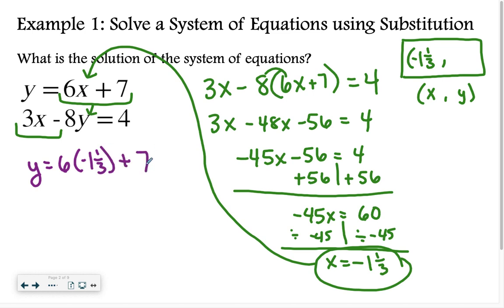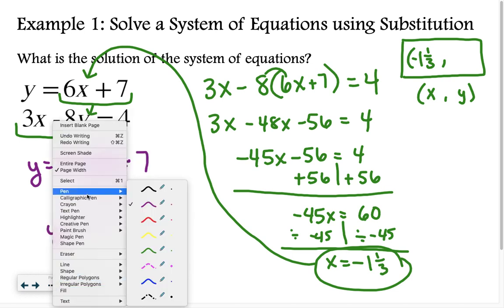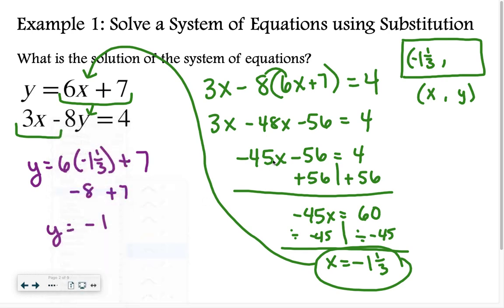So if I do negative 1 1/3 times 6, that's negative 8 plus 7. So negative 8 plus 7, that's a negative 1. I have y equals negative 1. So now I know what my x equals, I know what my y equals. So my solution is negative 1 1/3, comma, negative 1. Okay, so that is my solution for this problem.